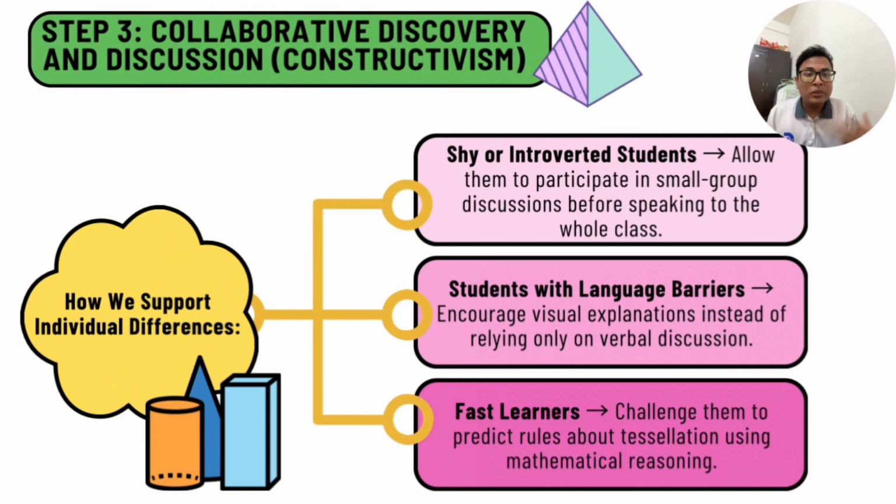So the teacher can allow them to participate in a small group discussion before speaking to the whole class, so they can discuss with each other and gain some knowledge before speaking to the whole class. And the second one, students with language barriers: encourage a visual explanation instead of relying on a verbal discussion, so they can use a slide to explain their knowledge. And for fast learners, challenge them to predict the rules about the tessellation using mathematical reasoning.